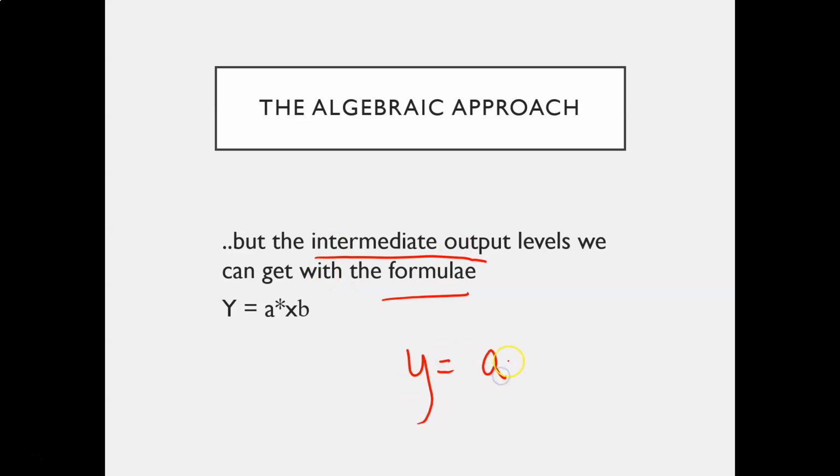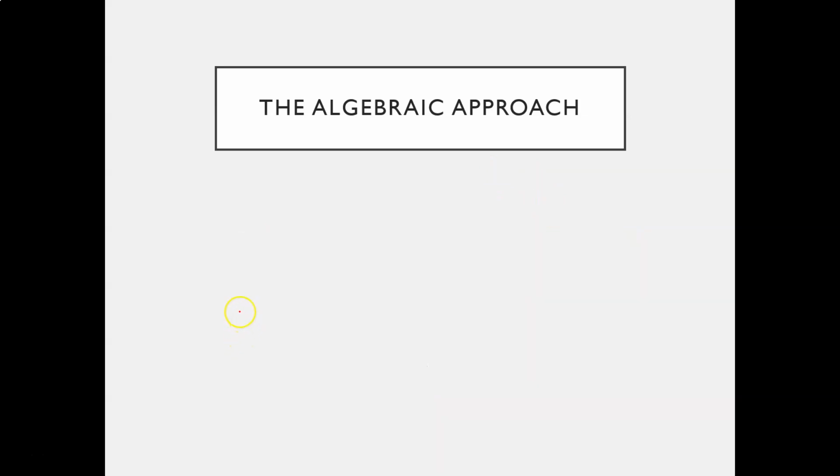Y is equal to AX raised to the power of B. Let's define what these terms are. It is this curve, really, that we're seeing over here, where Y is this and this is X, your number of units. Let's start with X. X is the cumulative number of units, so the total number of units that I'm interested in.